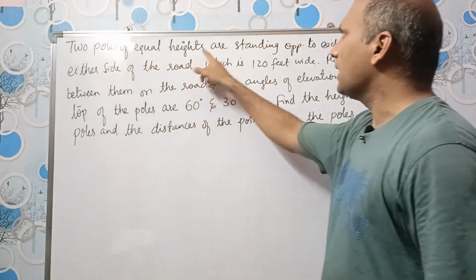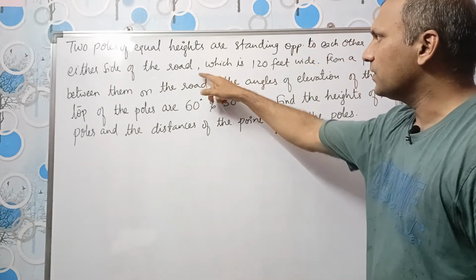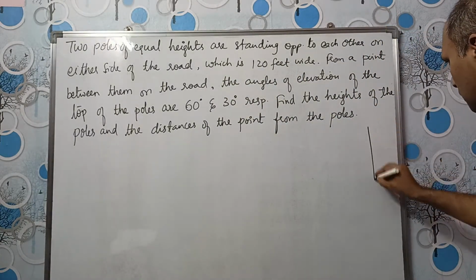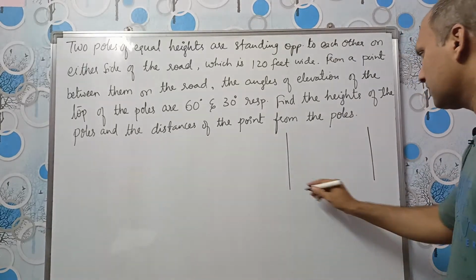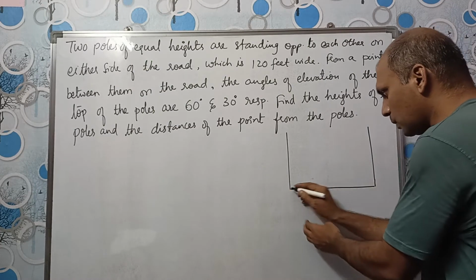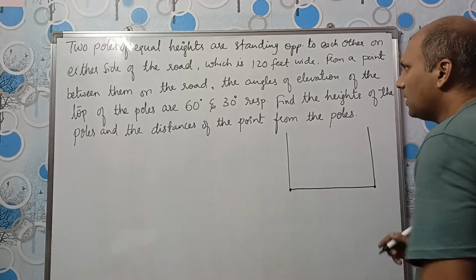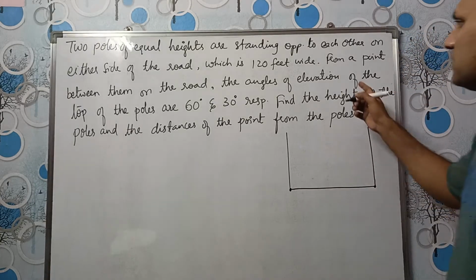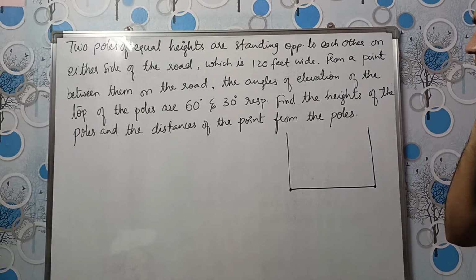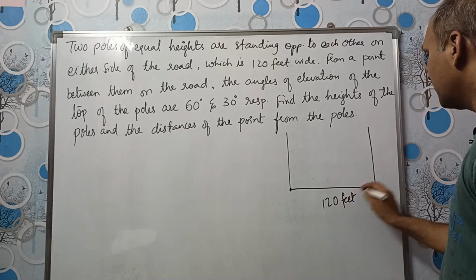Two poles of equal heights are standing opposite to each other on either side of a road which is 120 feet wide. Okay, so we have two poles of equal heights and they are standing on either side of the road. Suppose this is the road, this is one end of the road and this is the other end of the road. This is the width of the road. On either side of the road, the angles of elevation of the tops of the poles are 60 and 30 degrees respectively. This is 120 feet, sorry.